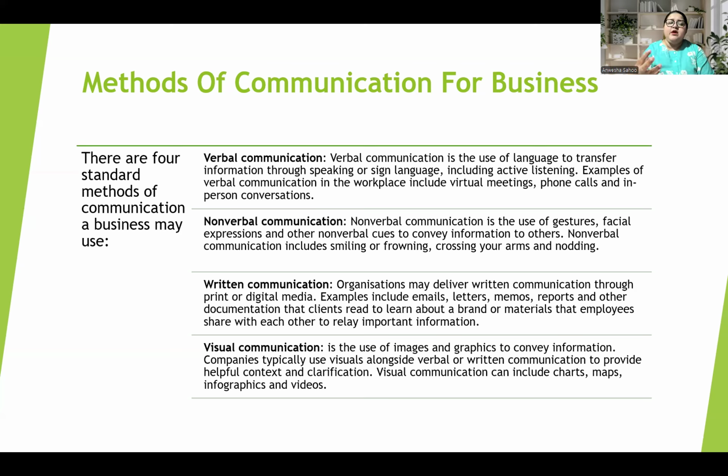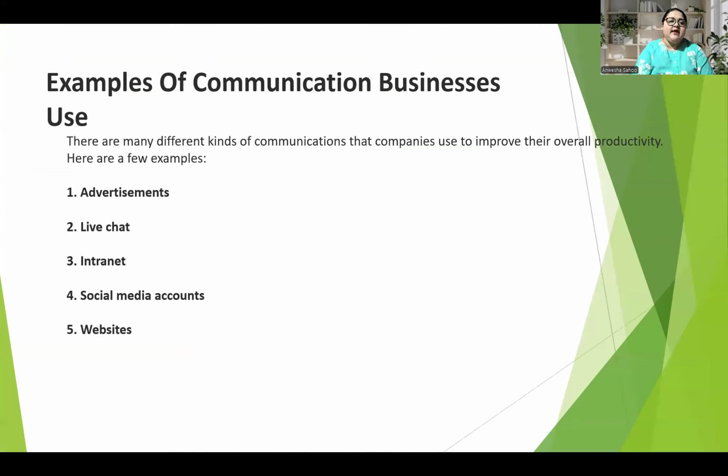So visual communication is a very effective way of communication, where the employees get to see what kind of changes, what kind of information the company wants to provide them for their benefit. Okay. Next, moving forward, are examples of communication in businesses. There are many different kinds of communication that companies use to improve their overall productivity.